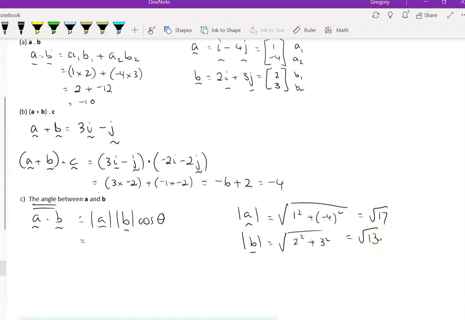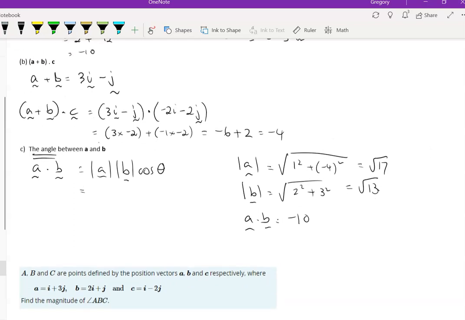Once we've found those, we've already found A dot B. A dot B was found in question A up here, so that's negative 10. What we can now do is put in our values. We know that's negative 10. We know that's root 17 multiplied by square root 13 cos theta. So cos theta is going to equal negative 10 over root 17 multiplied by square root 13.